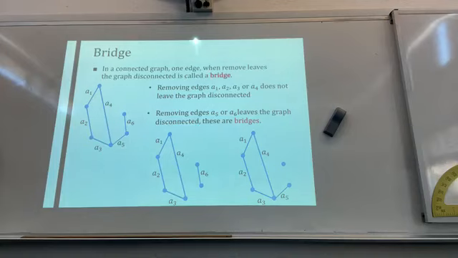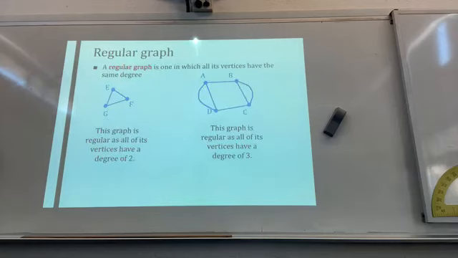Any question before I move on? 2 things that you really need to know from here. Now, regular graph. A regular graph is one in which all its vertices have the same degree. So if you look at E, G, and F, this is a regular graph as all the vertices have a degree of 2. The next one, all of them have a degree of 3, and that is also a regular graph. I haven't seen a lot of questions on this, but it's good to know what a regular graph is. All right.